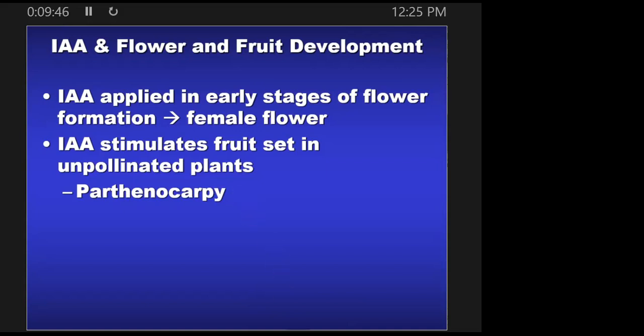So the fancy word for that is parthenocarpy. The common way to say it is seedless fruit. So that is a pretty profound impact on the plant life cycle. So they can make use of that for seedless oranges, for example, big business.